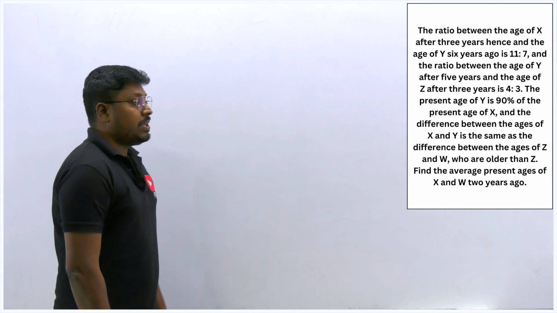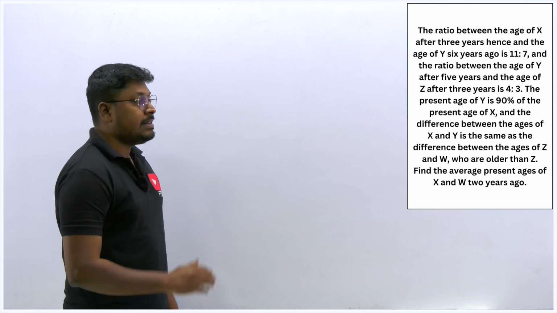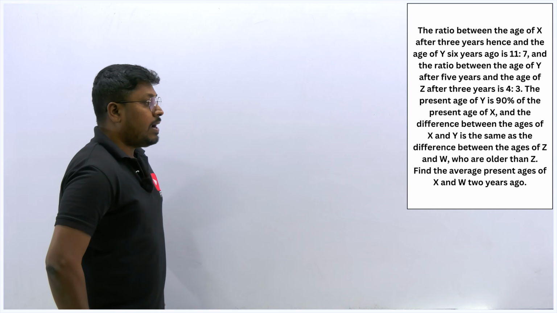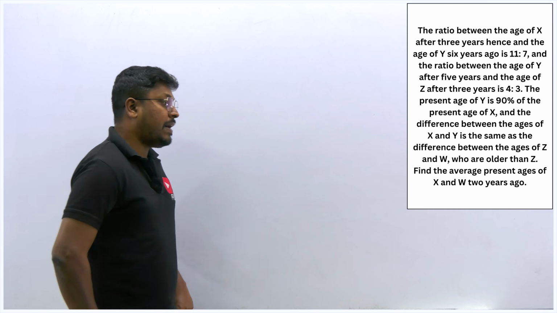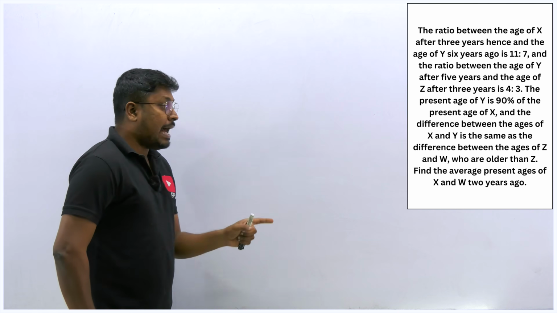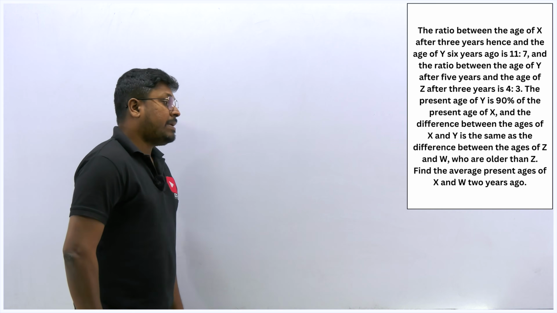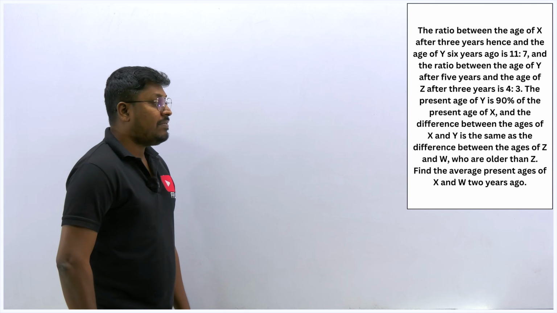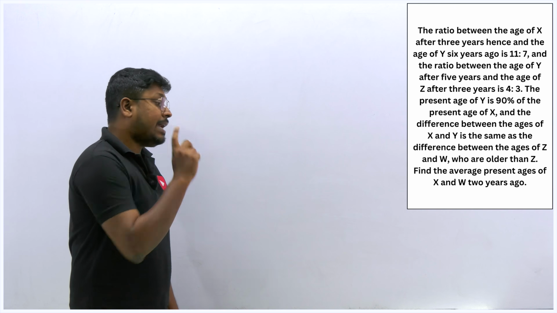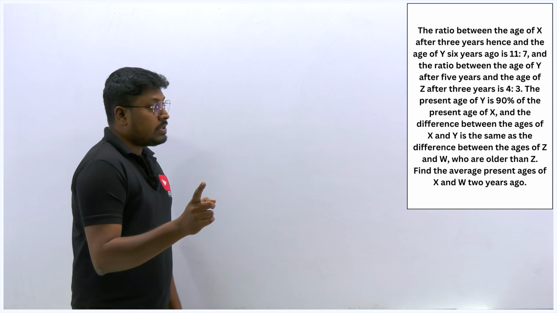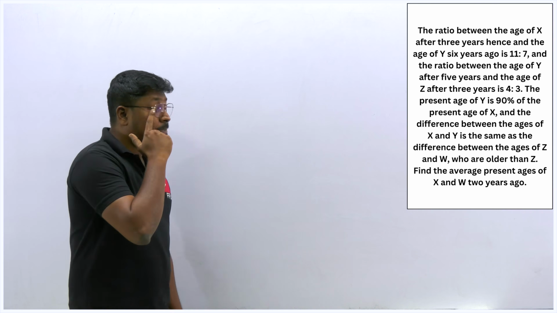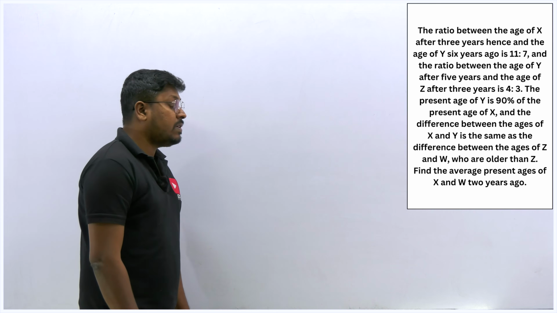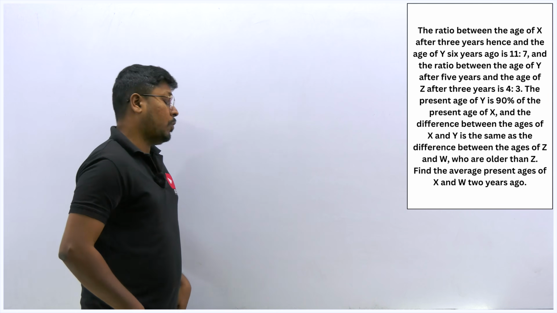Question number 3. The ratio between the age of X 3 years hence and the age of Y 6 years ago is 11:7. And the ratio between the age of Y after 5 years and the age of Z after 3 years is 4:3. The present age of Y is 90% of the present age of X, and the difference between the ages of X and Y is the same as the age of Z and W. W is older than Z, right? So find the average of the present age of X and W 2 years ago.